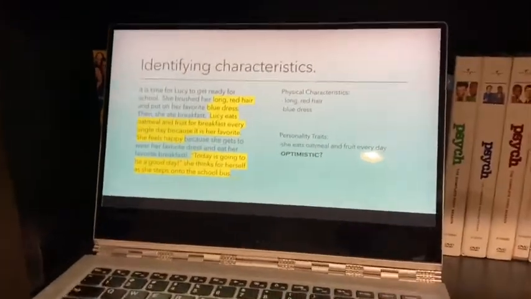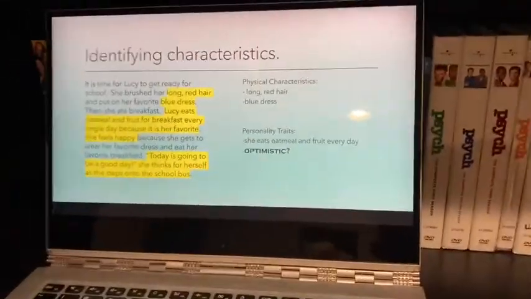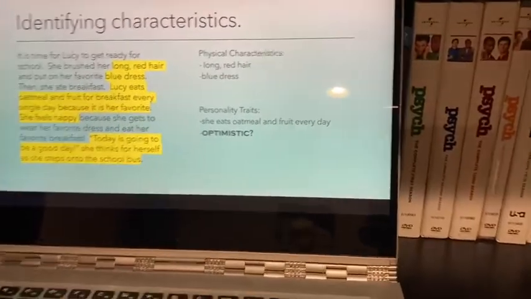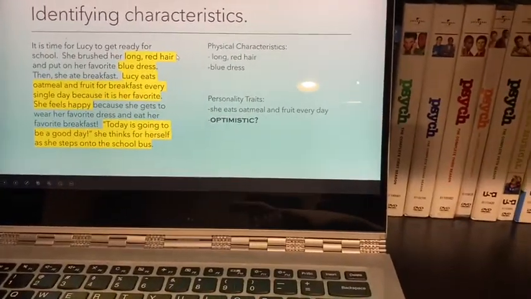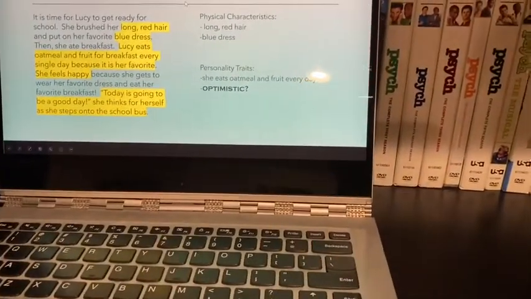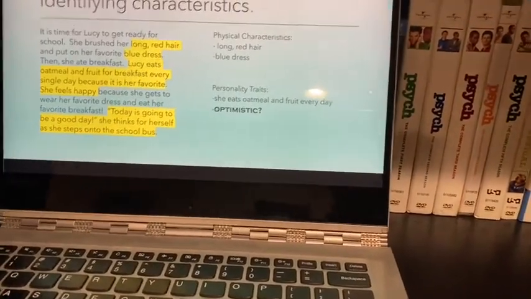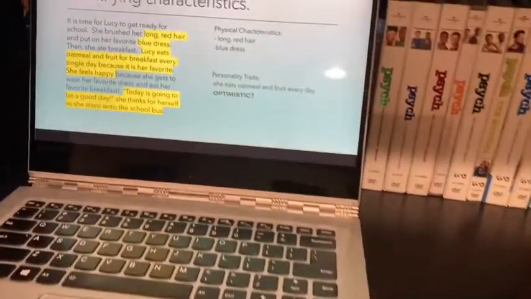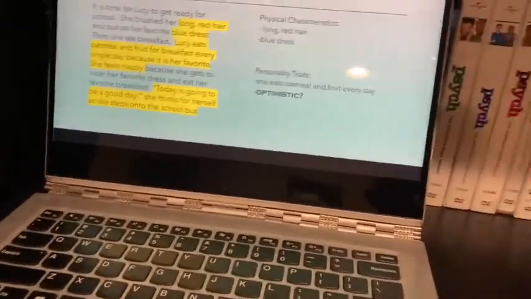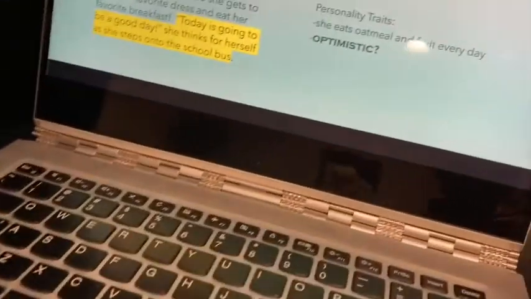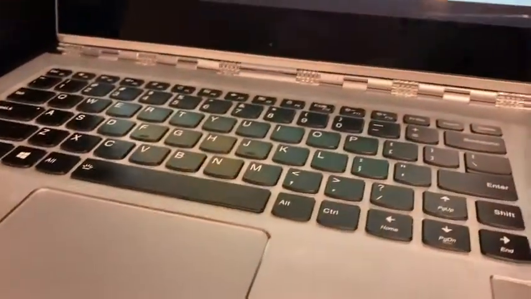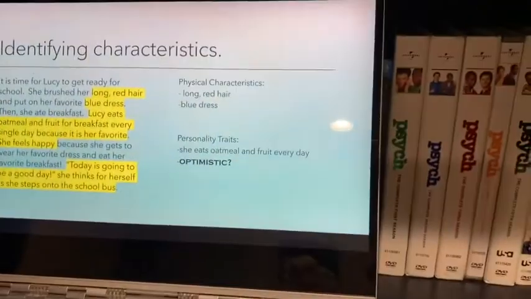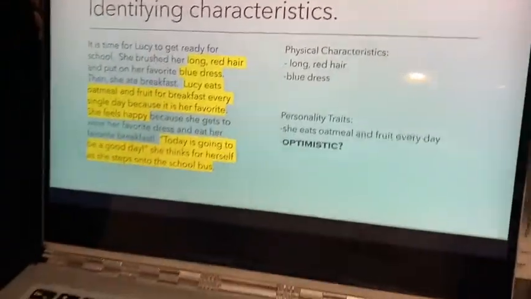All right, so I have an example for identifying some characteristics. It says, it's time for Lucy to get ready for school. She brushed her long red hair and put on her favorite blue dress. Then she ate breakfast. Lucy eats oatmeal and fruit for breakfast every single day because it is her favorite. She feels happy because she gets to wear her favorite dress and eat her favorite breakfast. Today is going to be a good day, she thinks to herself as she steps onto the school bus.